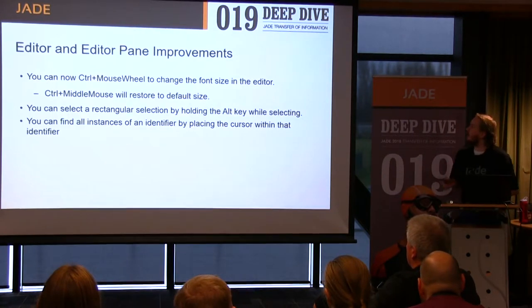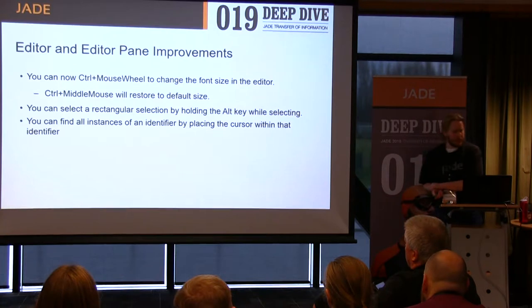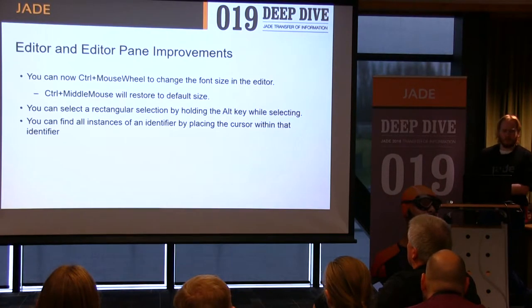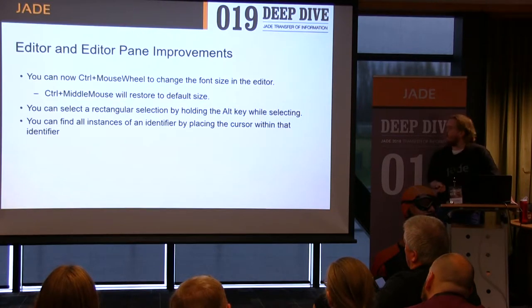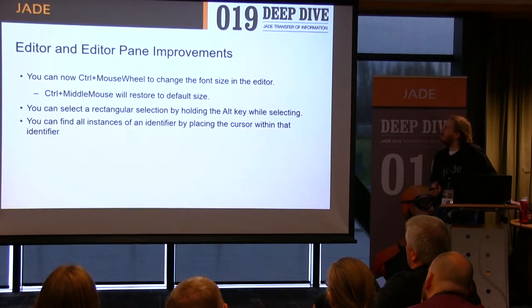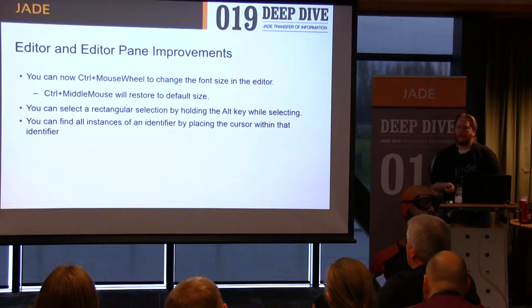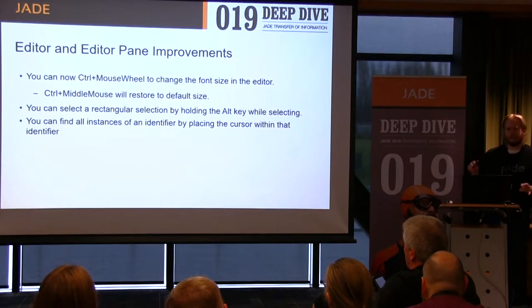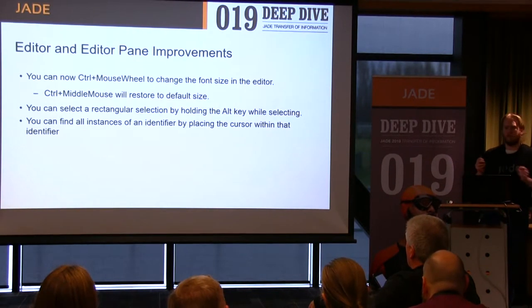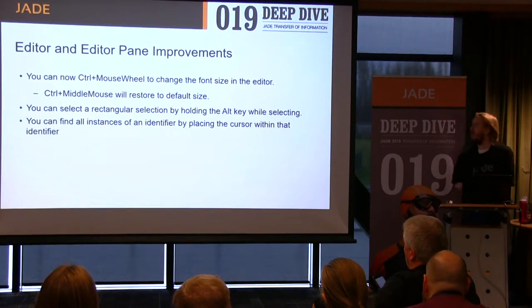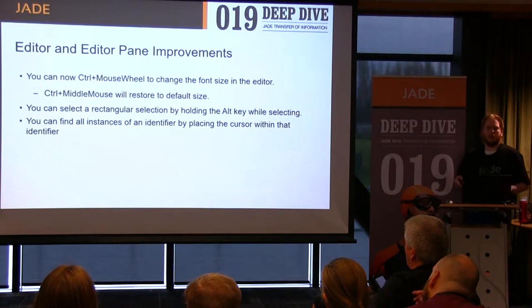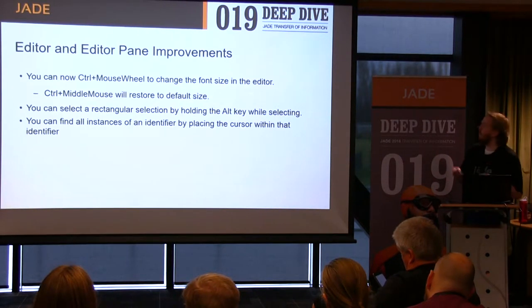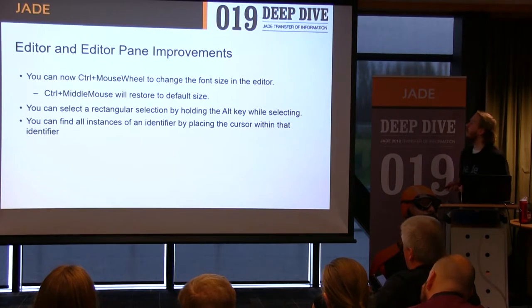Cool. Now, a couple of things just with the editor. First of all, you can now zoom in and out with control mouse wheel, and control middle mouse wheel to restore default size. You may be familiar with the control plus and control minus keyboard shortcuts to increase or decrease the font size of an editor window. You can now do that with the mouse as well, just control mouse wheel. Exactly the same functionality, just a different mouse shortcut, I should say.